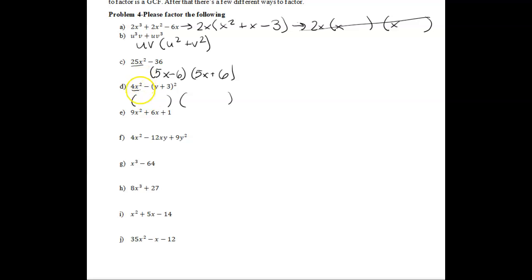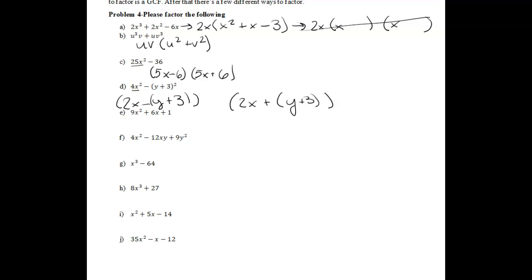What times what gives me 4x squared? Well, that would be 2x and a 2x. And then I would get a minus and a plus. Oops, I should have made these big. Let me try this again. So I get a minus and a plus, and then I get y plus 3 quantity and a y minus 3. No, plus 3 quantity, because that's inside of the parentheses.